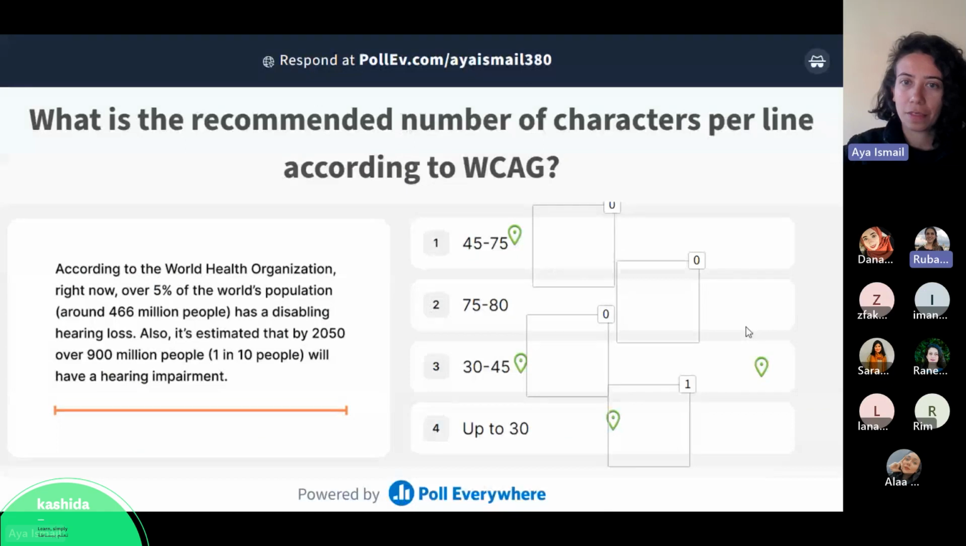Okay, so yes, if you can please answer the first question. What is the recommended number of characters per line according to the standard? We're going to talk about the standard, but it's the Web Content Accessibility Guidelines. So if you just click on the answer, check my screen again to see the results. And this is basically for the length of a sentence or a statement.